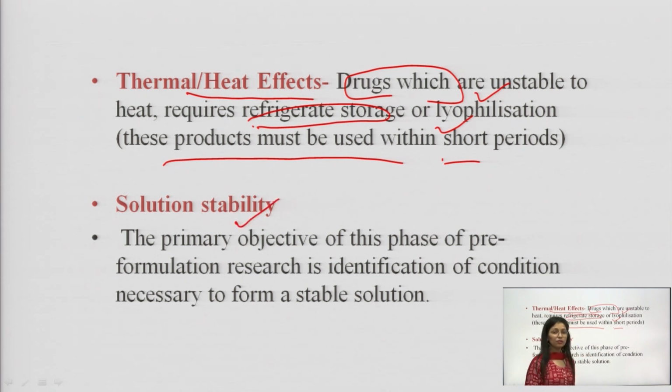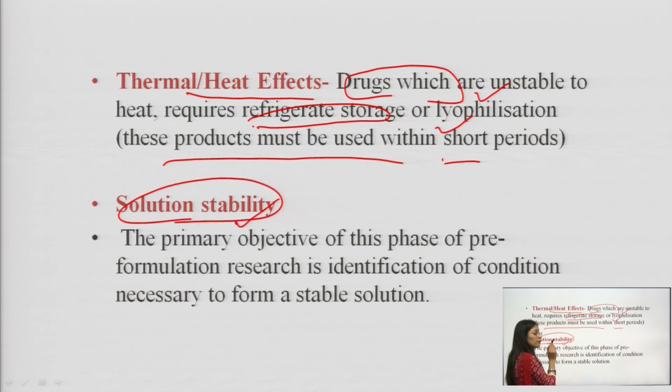Another is solution stability. Solution stability plays a major role, as I told you in the first slide. The primary objective of this phase of pre-formulation research is identification of conditions necessary to form a stable solution. As we are working on parenteral products, they need to be introduced inside the veins, so the solution that we are using should have proper stability.